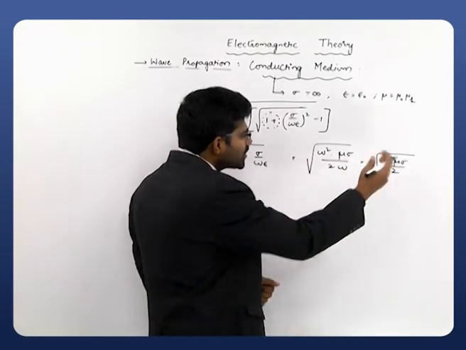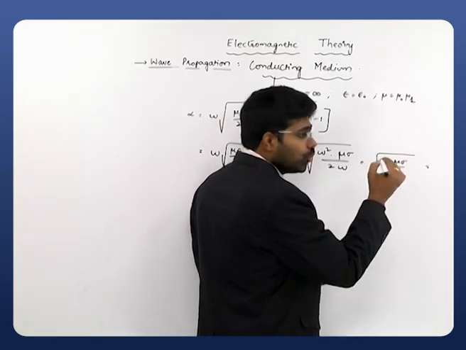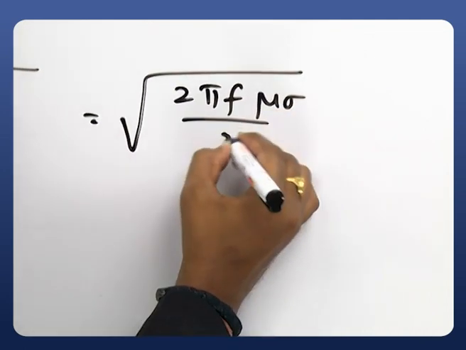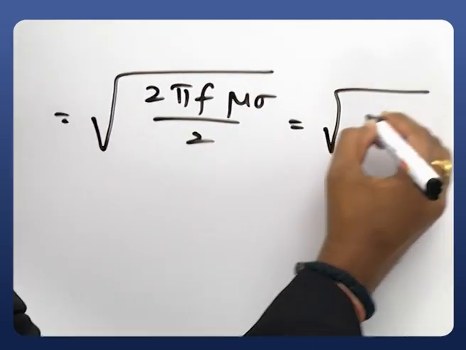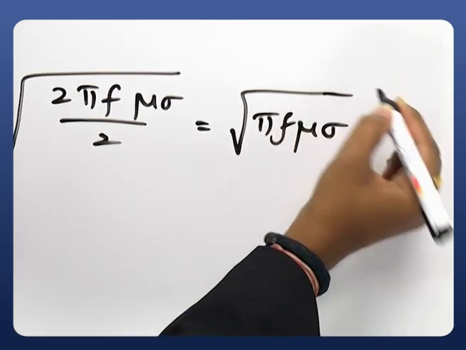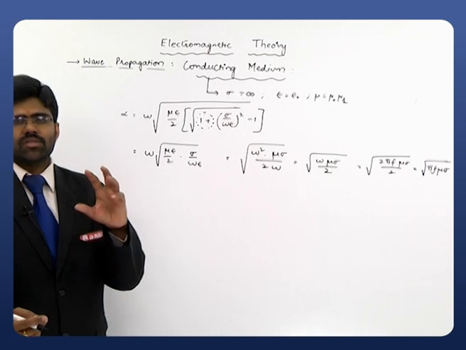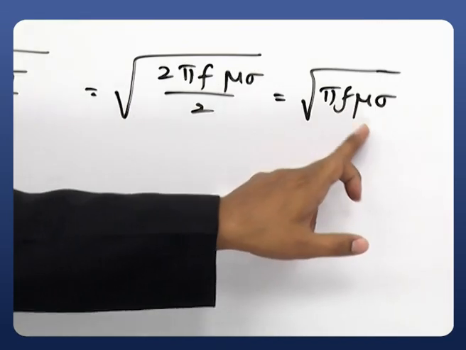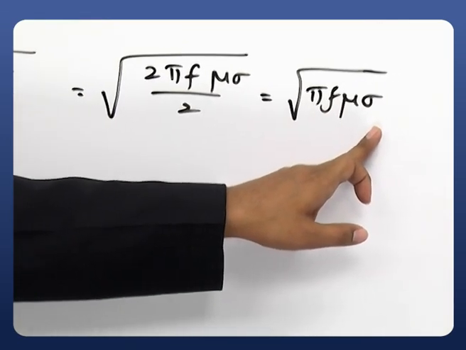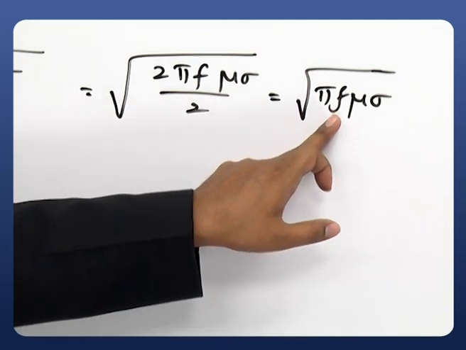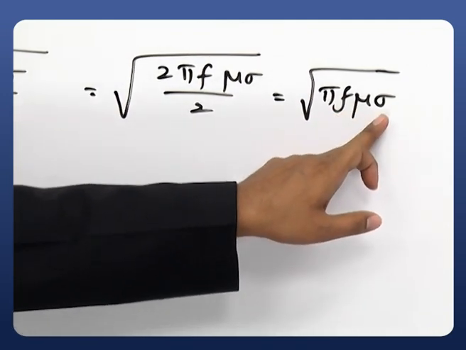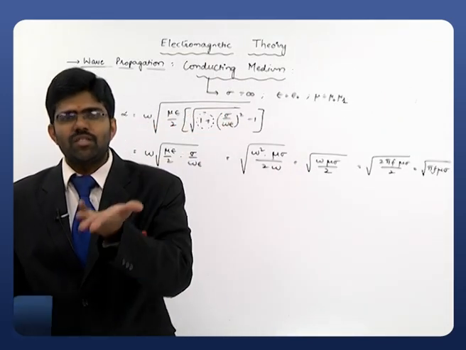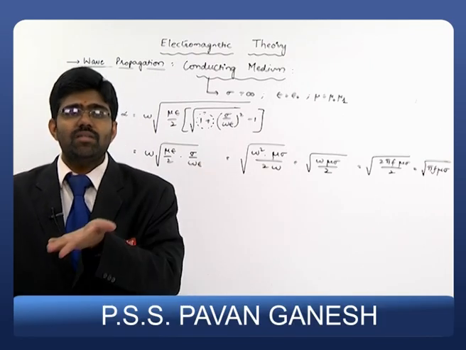If you further simplify this, omega equals 2 pi f, that we can write, right? So 2 pi f mu sigma divided by 2 is just pi f mu sigma. The attenuation because of the conductor, when a wave is traveling through that particular conductor, is directly the square root of pi f mu sigma. Just observe and analyze that equation. It is directly proportional to frequency. It is directly proportional to conductivity. We can say that if the conductivity is more, the attenuation is more. If the frequency is also more, the attenuation is more.